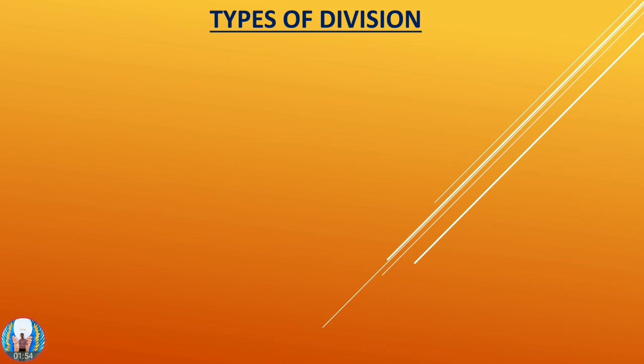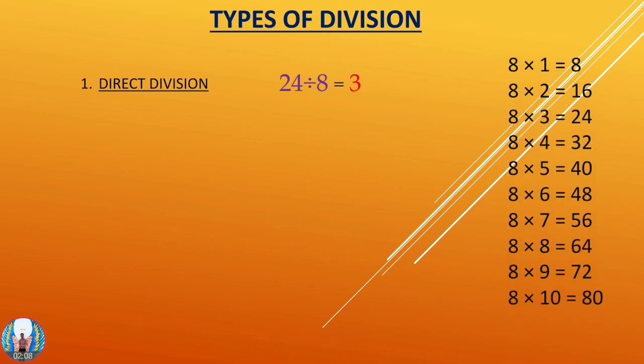Types of division. There are three types of division. The first one, direct division. Here we take the divisor and first of all we make the table of that, and we just find out in which number of the table the answer is coming. For example here, 8 3s are 24. 24 is coming in the 3s of 8 table. So the answer is 3.